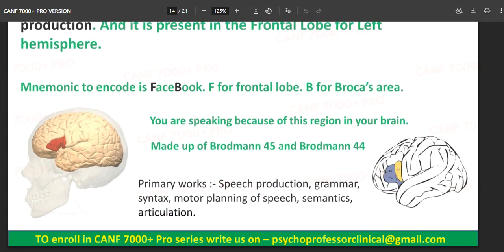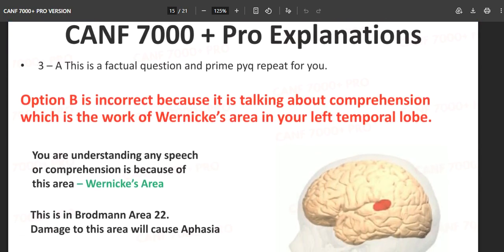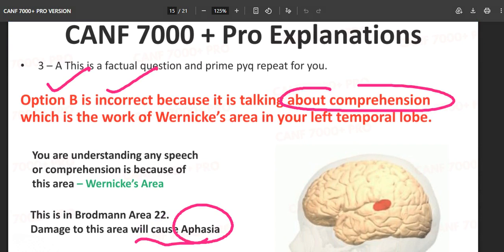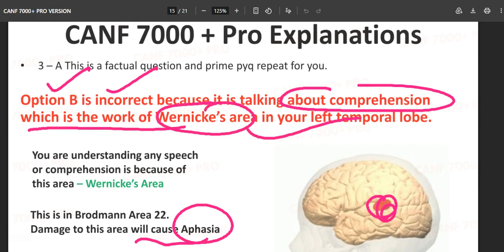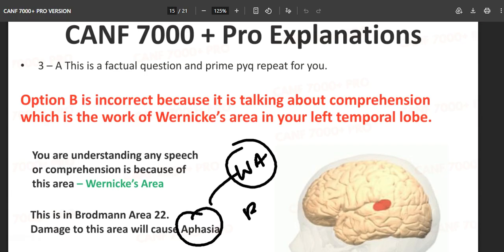Along with that, Wernicke's is also important, and as you can see, it is written clearly over here. This will cause aphasia. Option B is incorrect, because comprehension is the work of Wernicke's area in your left temporal lobe. This is your temporal left one, and this is your Broca's area. Now these two are also connected. You now know two types of aphasia: Wernicke's aphasia, a comprehension problem, and Broca's aphasia, with speaking problems.